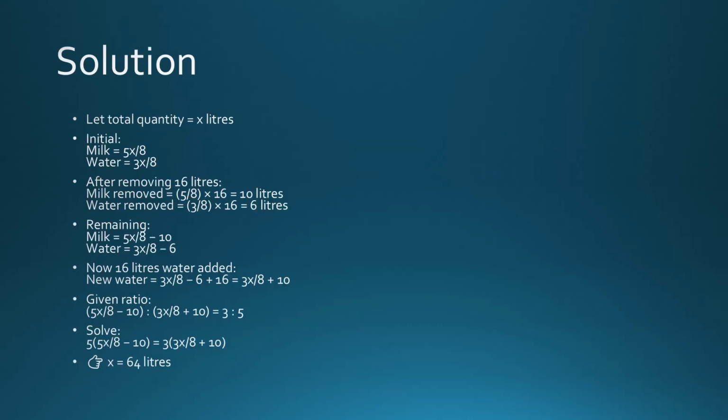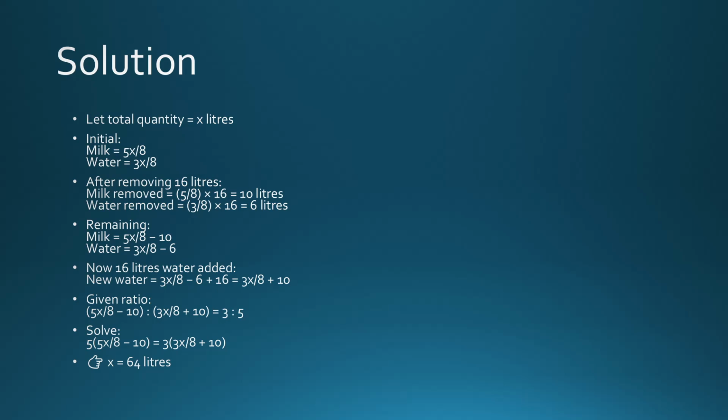So we'll solve it for x. 5x by 8 minus 10 divided by 3x by 8 plus 10 equal to 3 by 5. We do cross multiplication. So 5 into 5x by 8 minus 10 equal to 3 into 3x by 8 plus 10. On solving, we get x equal to 64 liters.